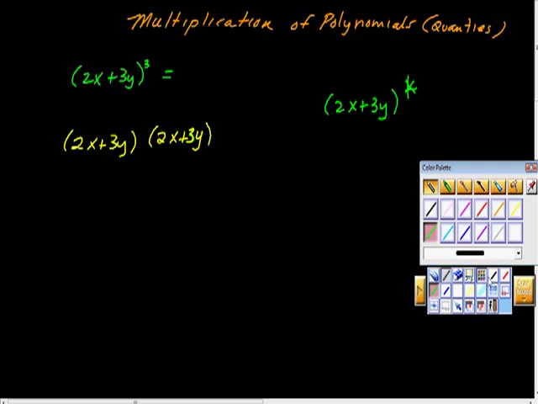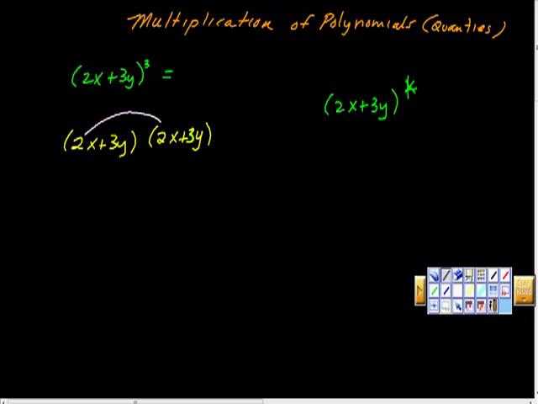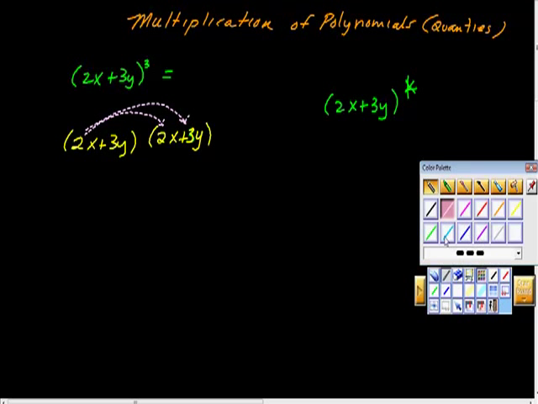So let me just diagram what I think the distribution of this looks like. It's the first here times this, isn't it? This is just FOIL, right? And then we'll go back and we'll do the rest.